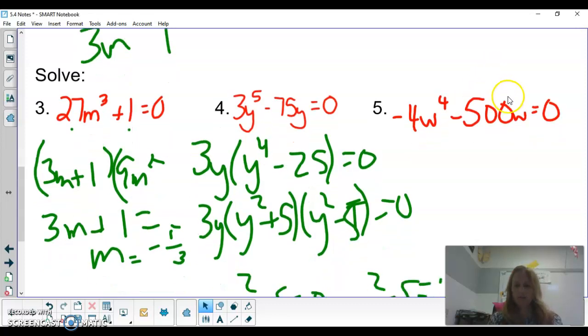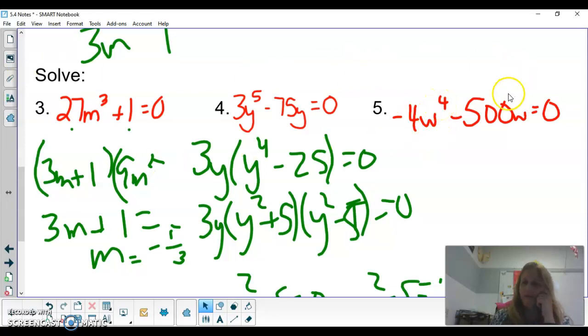Here is your last one, but I'm going to tell you this. I'm going to get you started, and then you're going to answer this question. But we always want to keep the term with the highest exponent positive. It's just going to make our lives easier.